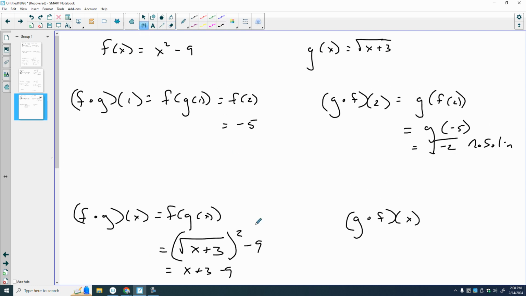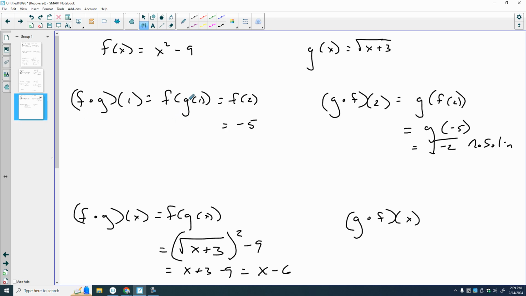Let's rewrite that as x minus 6. So this equals x minus 6. What is the domain of x minus 6? Anything. So what we would think then is, oh, the domain of the composite function f composed with g is all real numbers. Not true, right? We just had one. Well, that one wasn't the problem.